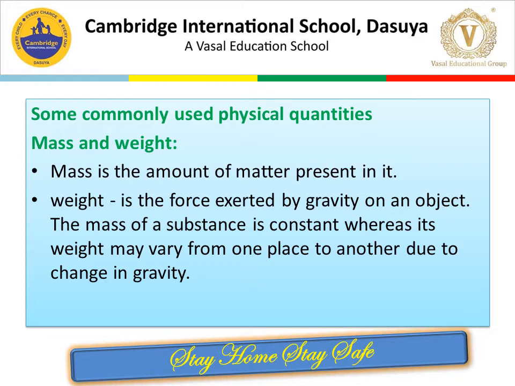As a result of which, what will happen? The mass will remain constant everywhere, whereas the weight will change from one place to another, and this happens because the gravity is changing. Weight is the force exerted by gravity on the object, so if the gravity changes, the weight will also change. For example, a person weighing around 60 kg on earth will weigh 6 kg on moon.